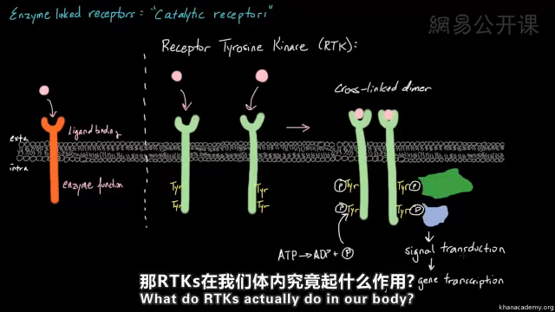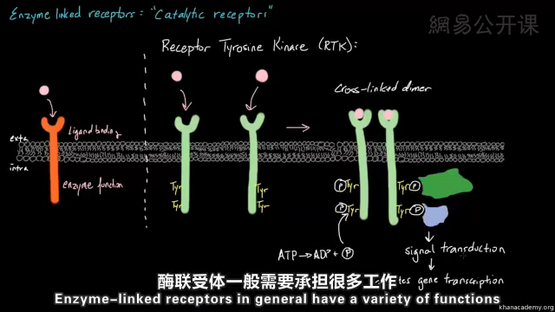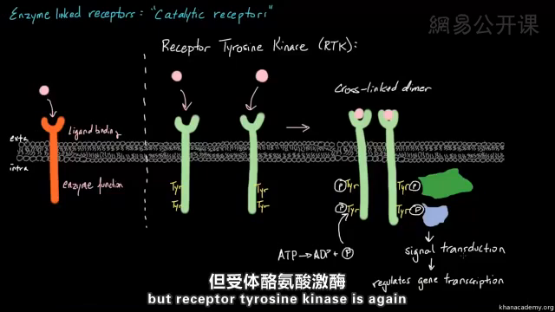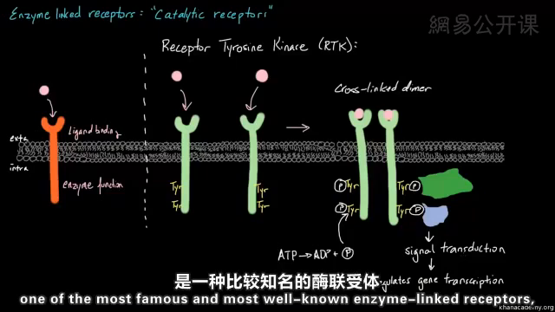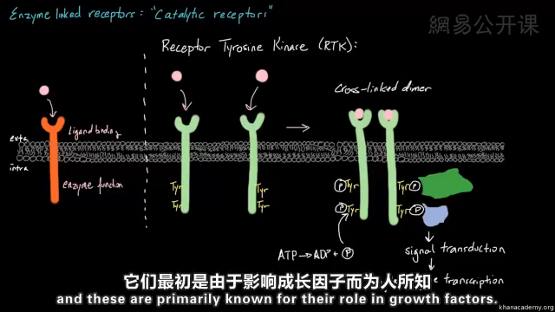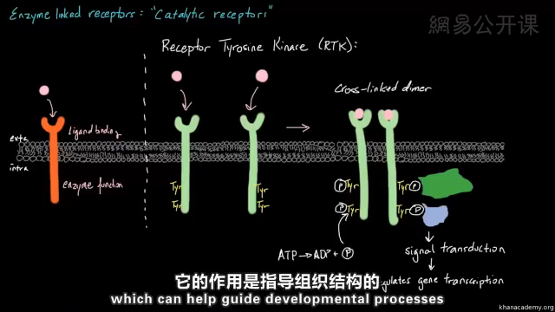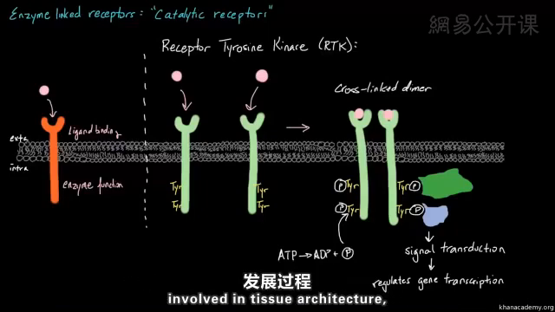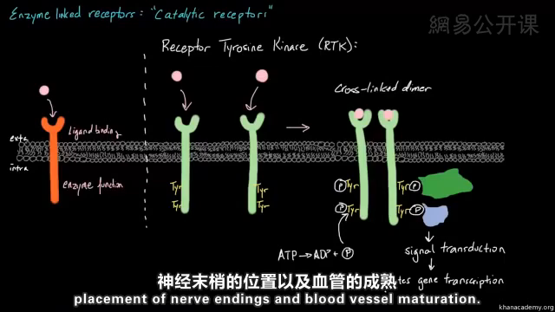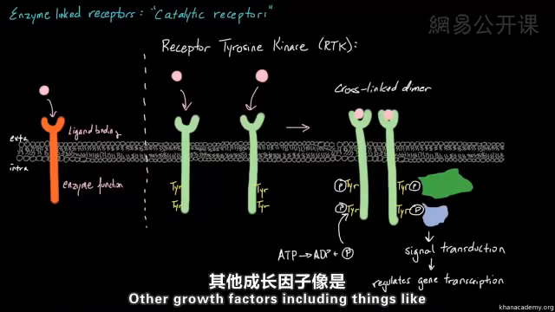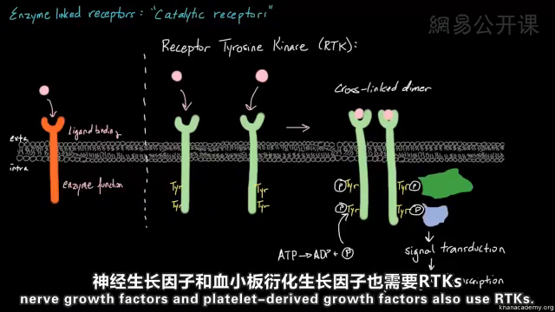What do RTKs actually do in our body? Enzyme-linked receptors in general have a variety of functions, but receptor tyrosine kinases, again, are one of the most famous and most well-known enzyme-linked receptors, and these are primarily known for their role in growth factors, such as in regulating surface proteins called ephrins, which can help guide developmental processes involved in tissue architecture, placement of nerve endings, and blood vessel maturation. Other growth factors, including things like nerve growth factors and platelet-derived growth factors, also use RTKs.